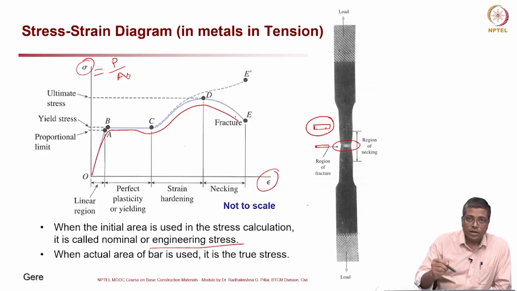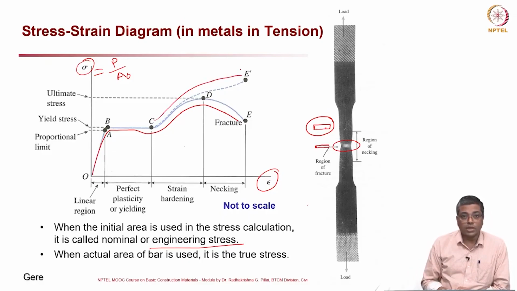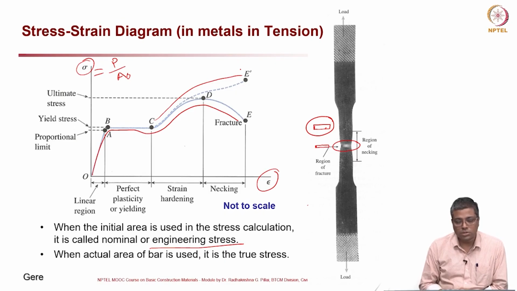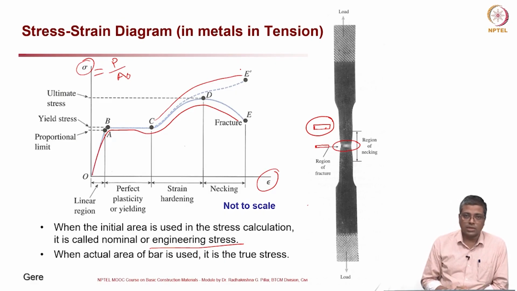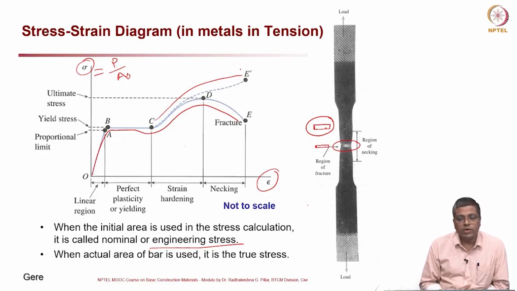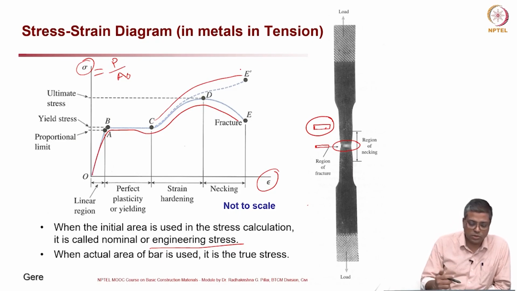Now, if the actual stress at every point of time is considered, then it will follow this curve. That is true stress, not the engineering stress. But how do we get the actual area during the testing? It is quite difficult to do, because it is difficult to measure that during the test. So, in most of the testing we use only A0, and we use engineering stress as a parameter for comparison of various materials.